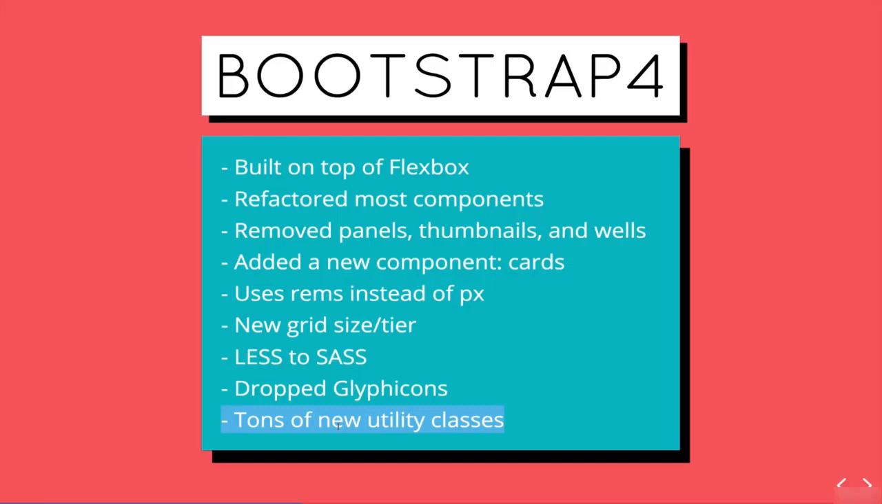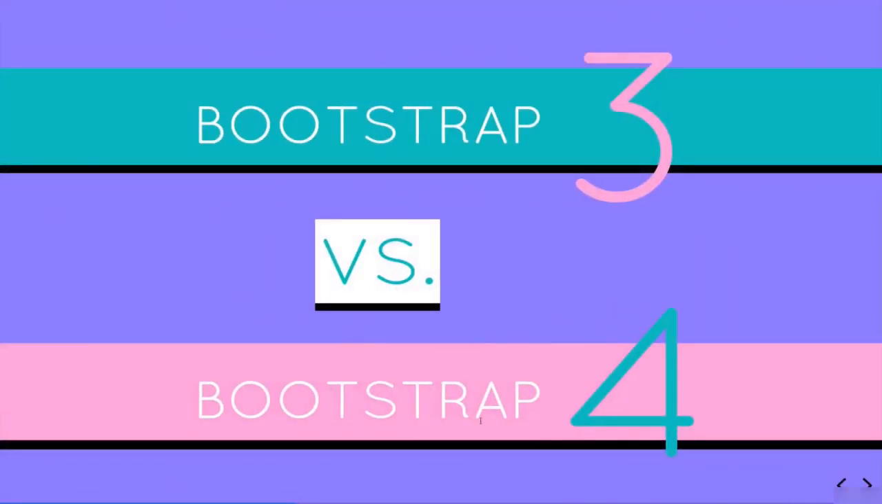So the biggest changes, really, Flexbox is enabled, which we'll spend a lot of time on. Whether you know Flexbox or not, we'll be able to sort of teach it as we go. Components that have been removed, panels, thumbnails, and wells. New component, cards. There's a new grid size, a new tier for different breakpoints, and then lots of new utility classes. Okay, so those are the main differences from Bootstrap 3 to Bootstrap 4.